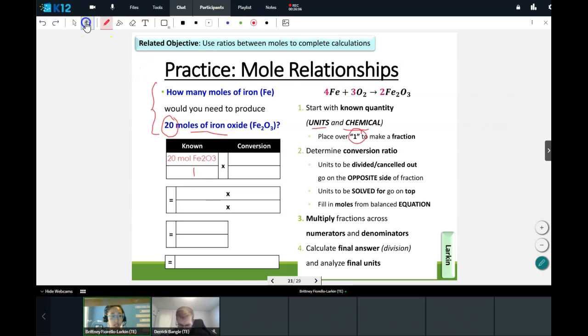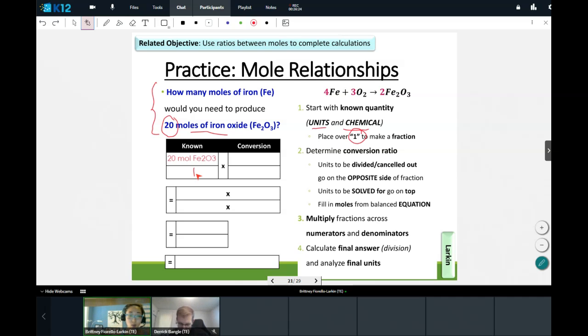Smiley face emojis if you feel comfortable with that so far. We just identified what we know. We know we have 20 moles of iron oxide, and we're going to make it into a fraction by putting it over 1. That doesn't change anything. Anything divided by 1 is still itself. Amazing. All right, now here's where it gets a little bit tricky.